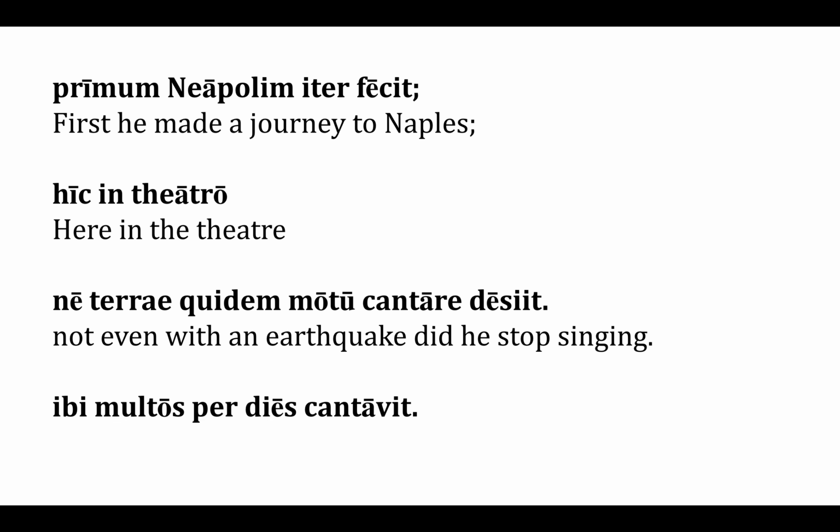Ibi, there, multos per dies, literally through many days or for many days. This is an accusative, time how long, which can include the word per, but doesn't have to. Multos per dies, through many days, cantavit, he sang. So there he sang for many days. And again, the subject must be he because there just isn't another singular noun that could be the subject of this singular verb.